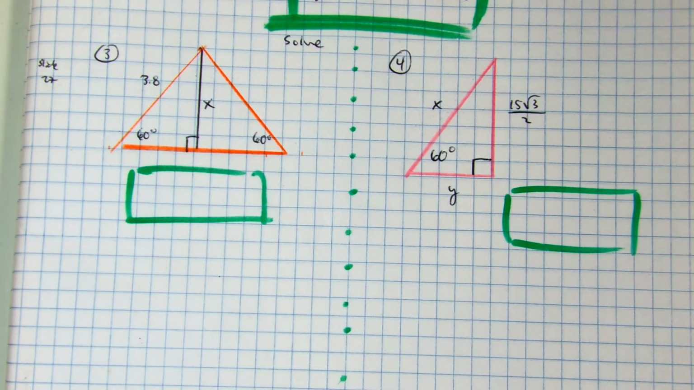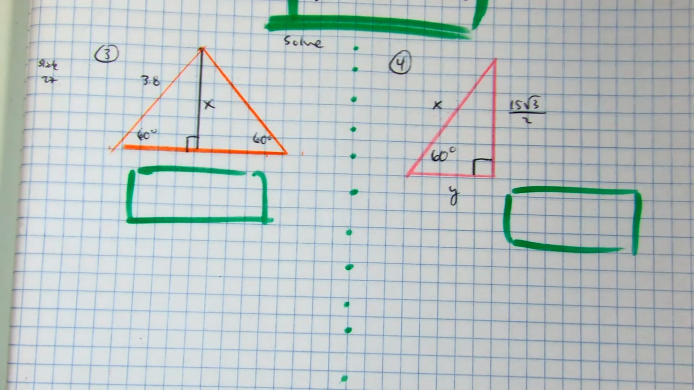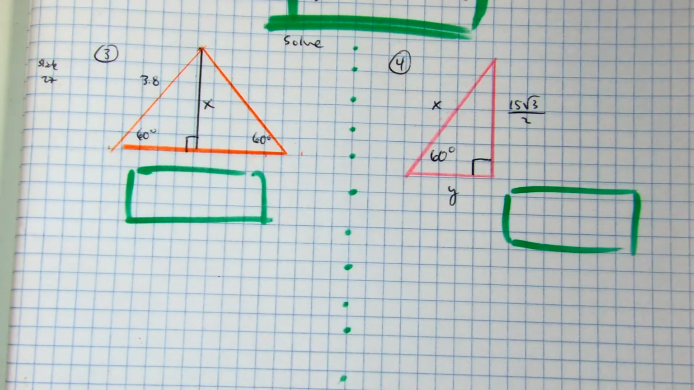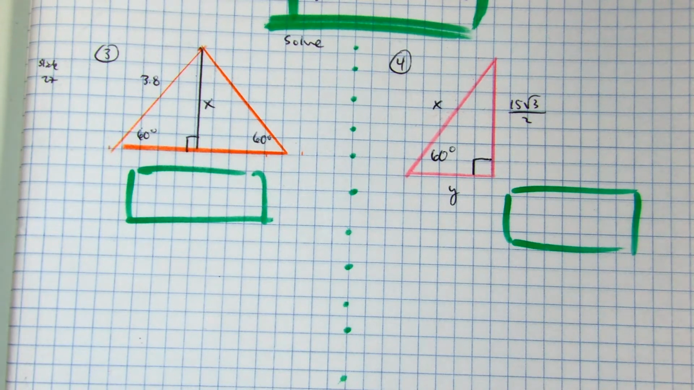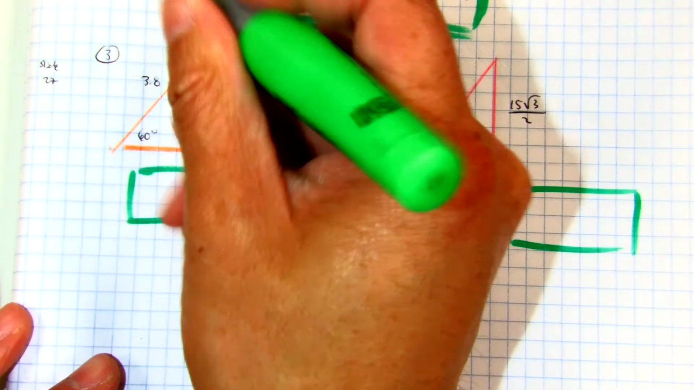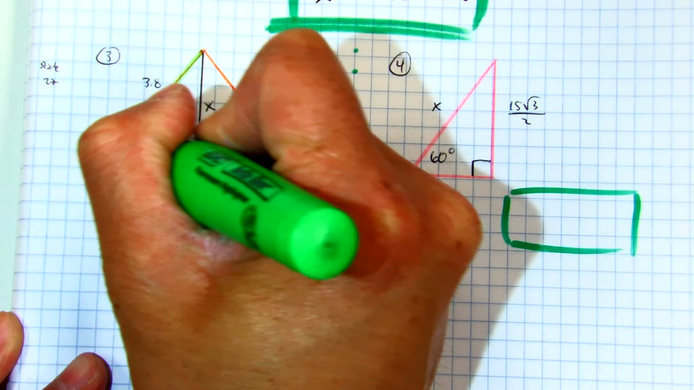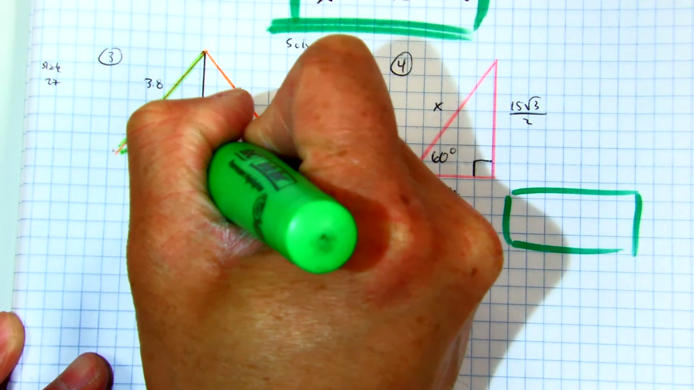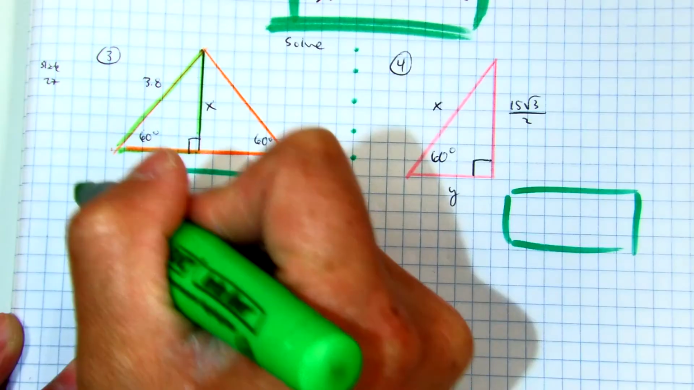Question number 3. Ian, how would you solve this problem? Shortcut or Pythagorean theorem? Okay. It's okay if I do the left triangle? Is that okay?